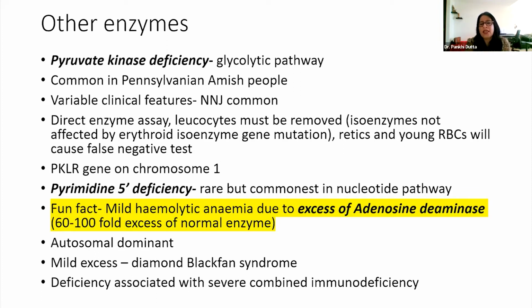And pyrimidine 5' nucleotidase deficiency is again a very rare enzyme deficiency, but it is the commonest in the nucleotide pathway. How exactly it causes hemolysis is not very clear.